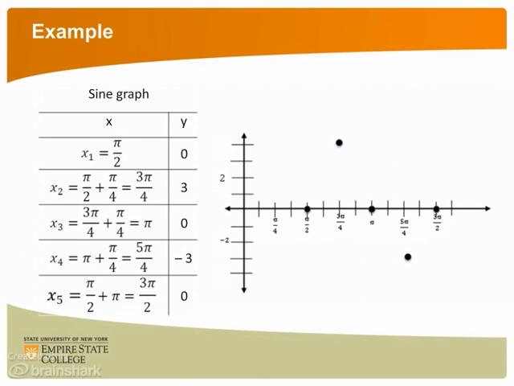We plot those points. Connect the points, and we have graphed our sine function. But what happens with the other trigonometric functions? What do the graphs of tangent, cotangent, secant, and cosecant look like? Stay tuned for part 4 of the series.